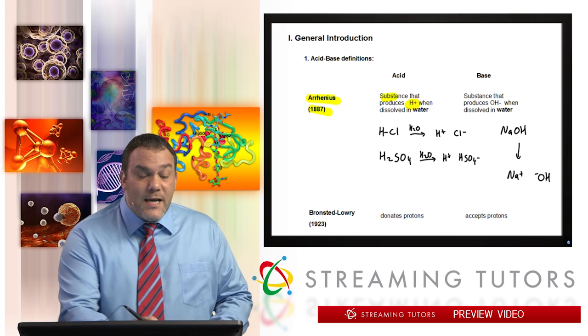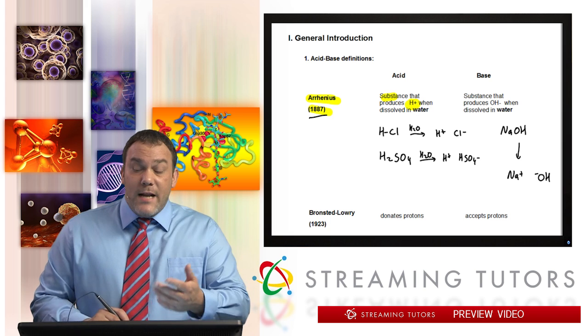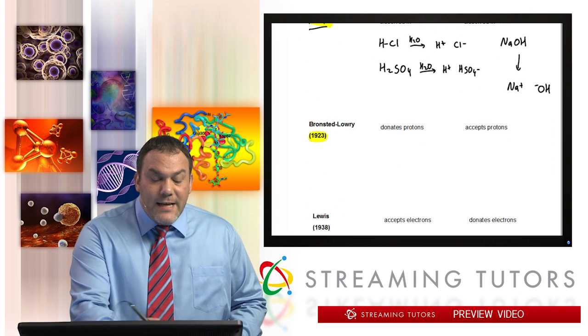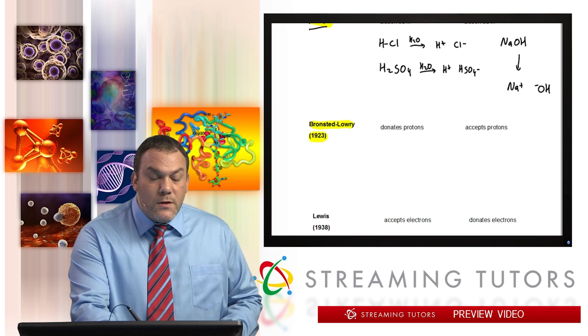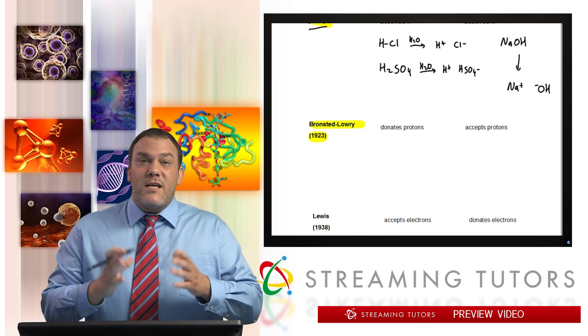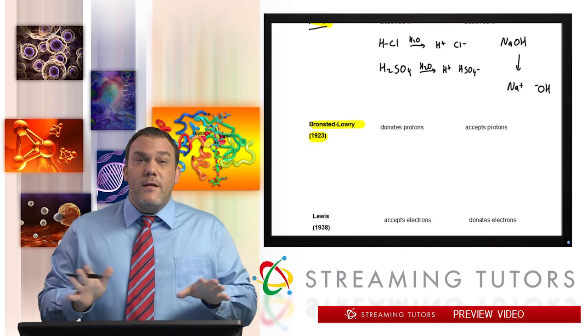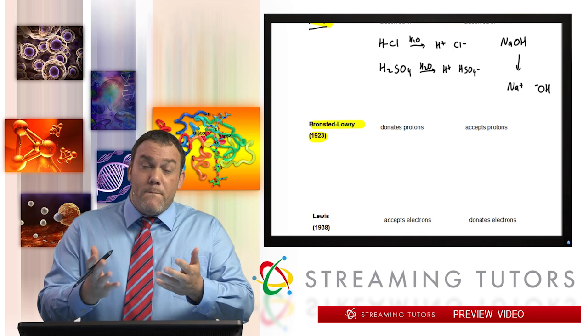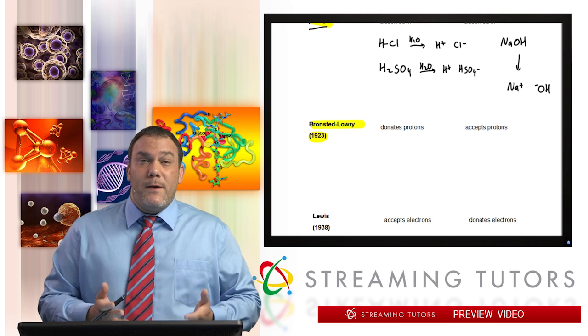But again, this is 1887. So now we go a little bit further up in time, and we have 1923, and now two scientists, simultaneously but independent of each other, came up with a better definition or a better theory on what acid and base is.